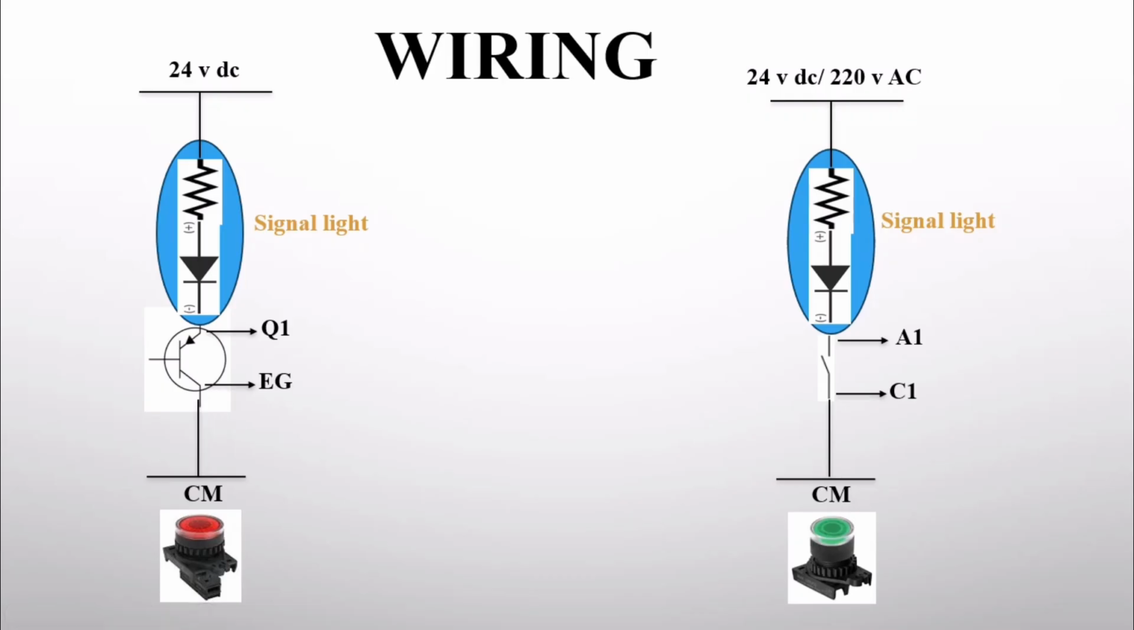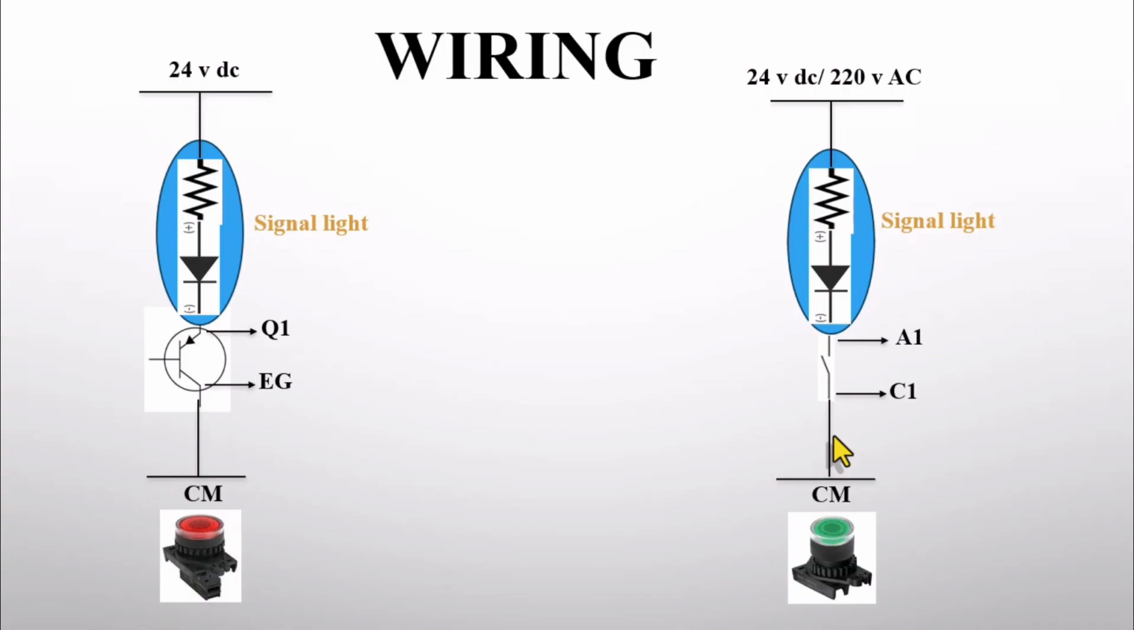Your EG terminal also connects to ground or the same CM terminal. But if you have a relay output, you can supply either 24 volts DC or 220 volts AC. One end of the signal lamp is connected to either 220 volts AC or 24 volts DC, whatever supply voltage your signal lamp requires. You connect the other end of the signal lamp to terminal A1, A2, A3, A4, or A5, any of them. You can use any of the relays you want and connect the common terminal C1 to C. This is how it's done.